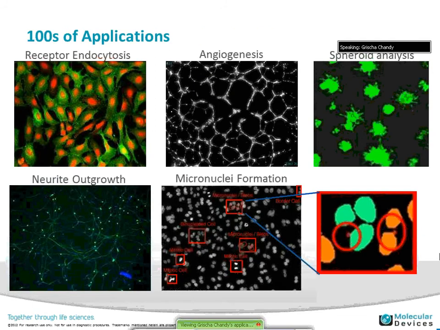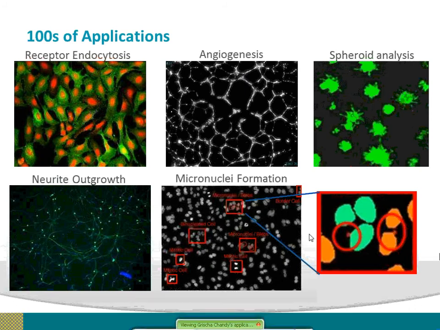There are many applications that are enabled with high-content screening. I showed just some examples here. Top left is a high resolution receptor endocytosis where you're counting the number of dots that show up within a cell. Angiogenesis and some type of spheroid analysis would be sort of a more low resolution, bigger object imaging. Neurite outgrowth is a very popular assay to look at neural diseases or neural phenotypes. And micronuclei formation is again another high-resolution genotoxicity assay that one might expect to run.